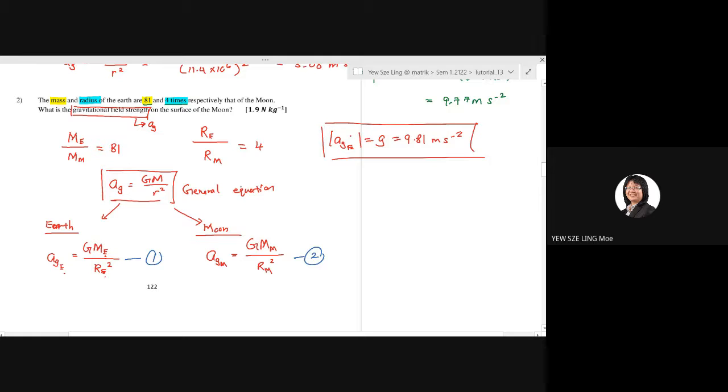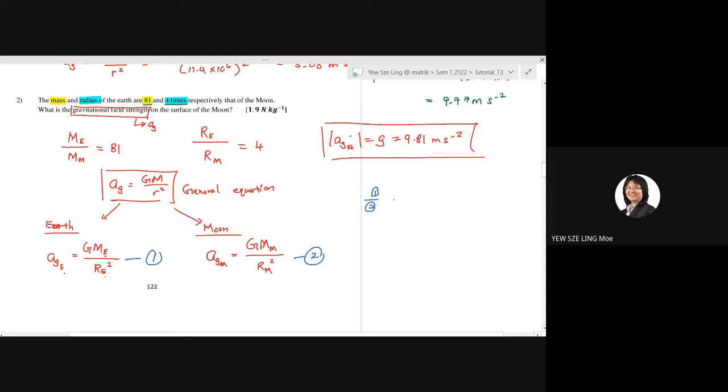So what I can do right now is use equation 1 divided by equation 2. Bila dia datang ke soalan ratio, kita agak kerap guna bahagi. Kita buat dua equations and then kita bahagi. Kenapa kita bahagi? Sebab kita nak buang semua nilai yang kita tak tahu dari soalan kita.